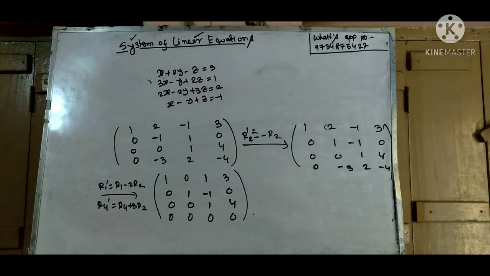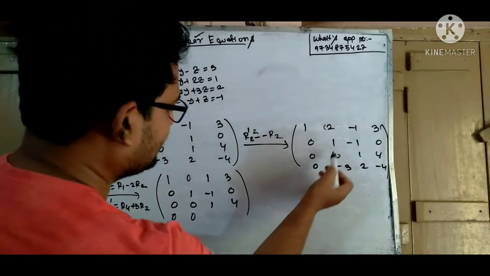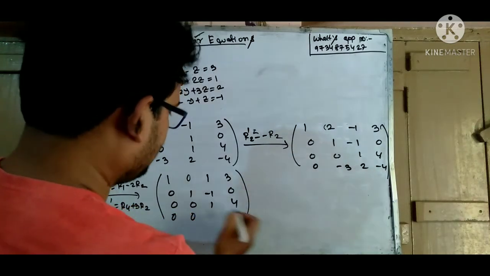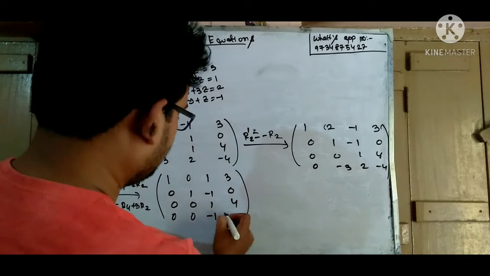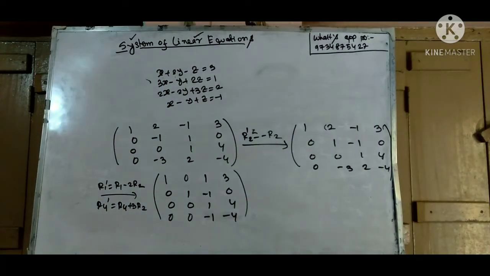0 1 0 0 1 0 1 minus 4. Okay, so now I have made a wrong calculation. 3 0 3, here will be minus 1 minus 4. Is that correct? Yes.